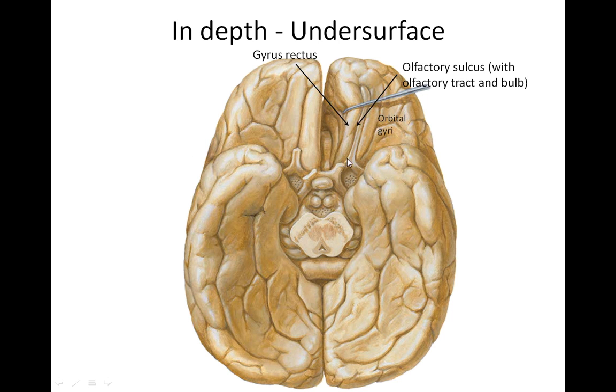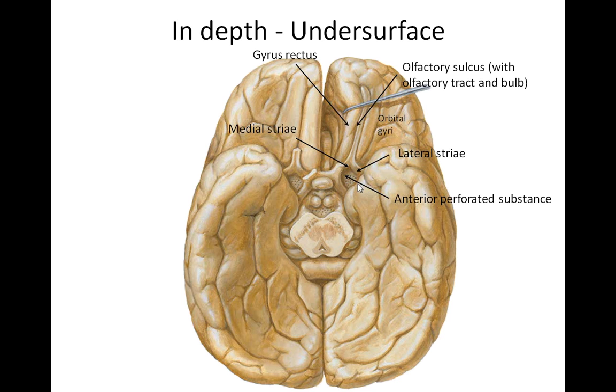If you follow the olfactory tract backwards, it divides into medial and lateral striae, and in between them you've got this little area here, which is known as the anterior perforated substance, and it looks perforated because a number of vessels pierce and supply the deeper structures of the brain in this location.